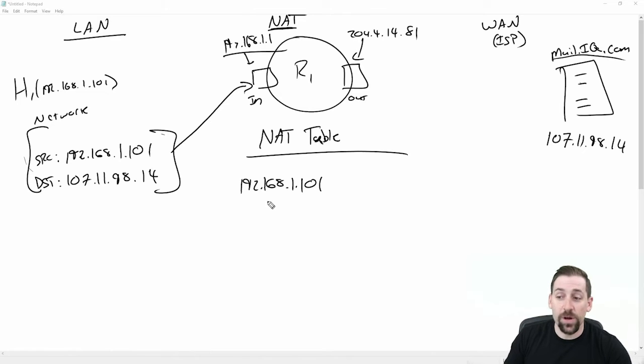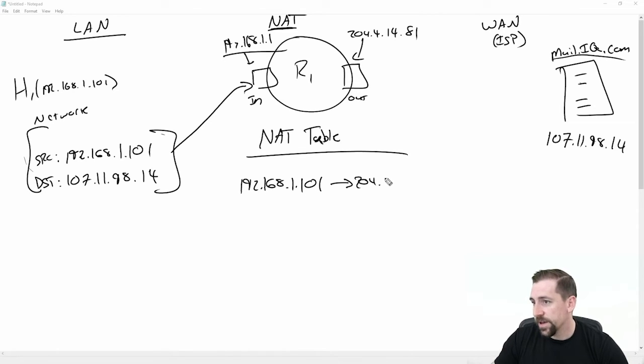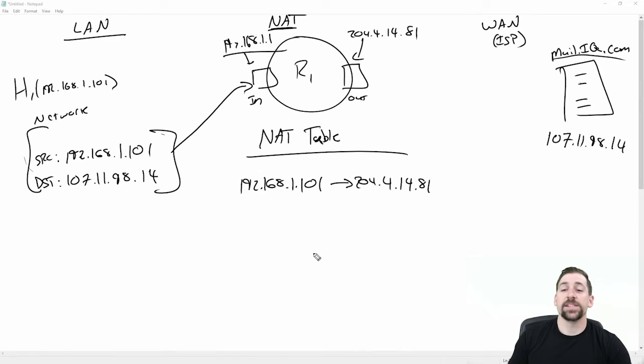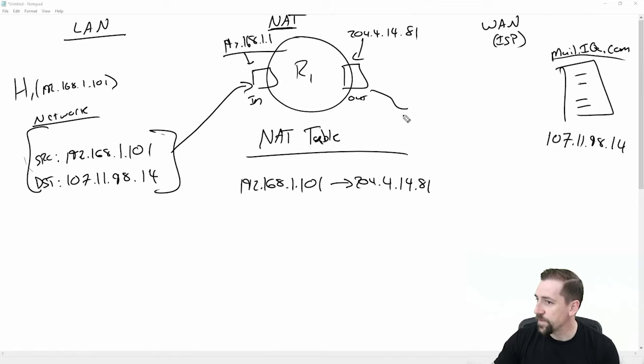Translate 192.168.1.101. Translate that address to 204.4.14.81. And so what this does is it translates. On this side, this is what the network header looks like, and when it comes out here, the network header looks like this.